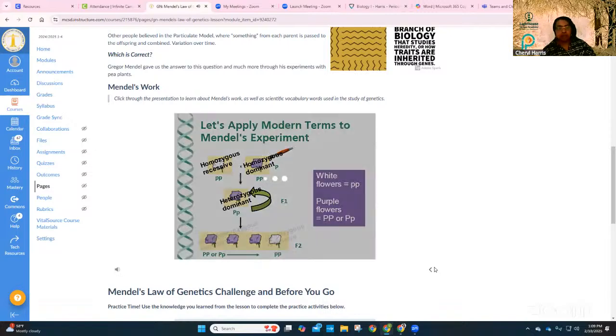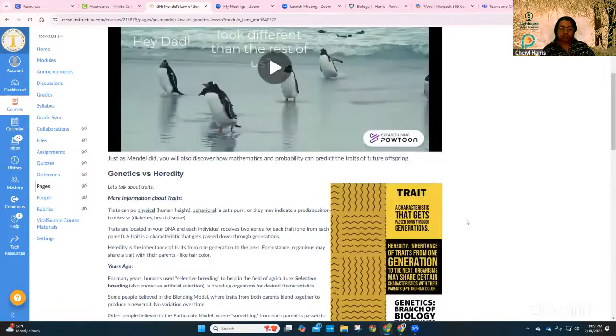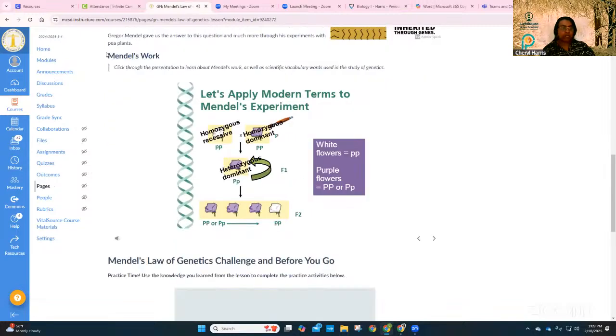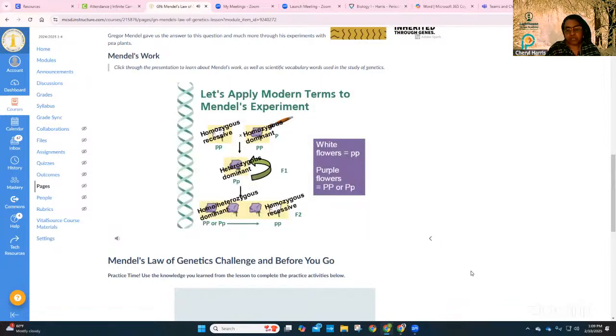All right, so make sure you go through this. Go to this page that says Mendel's Law of Genetics, and come down to the section that says Mendel's work, and that's in the F2 generation. For that question, each of the parents in the P generation donated one allele.